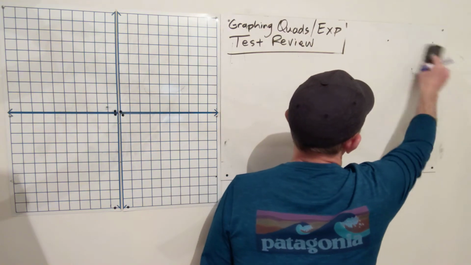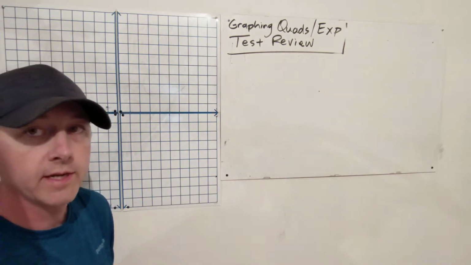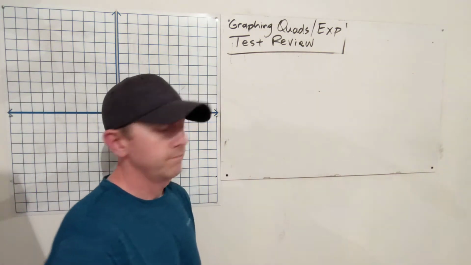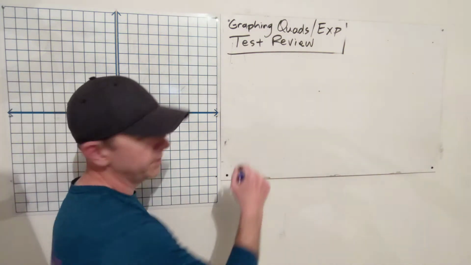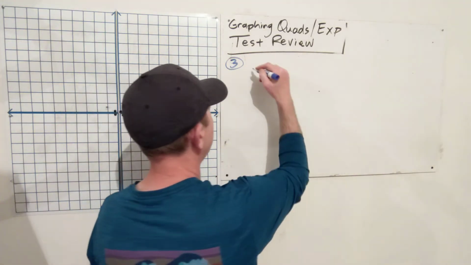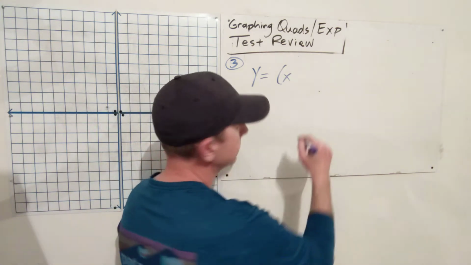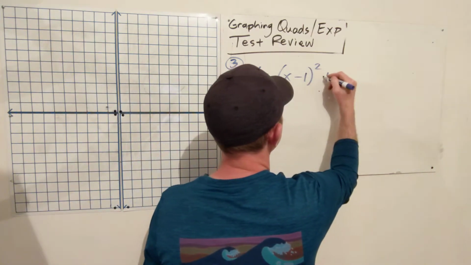And again, a reminder: you get to use your notes on the test, so anything you write down, you can use. Here we go, we'll keep rolling. Number 3 asks you which graph goes with the following: y equals (x - 1) squared plus 2.